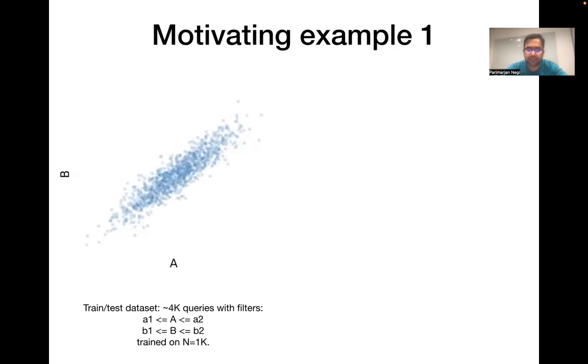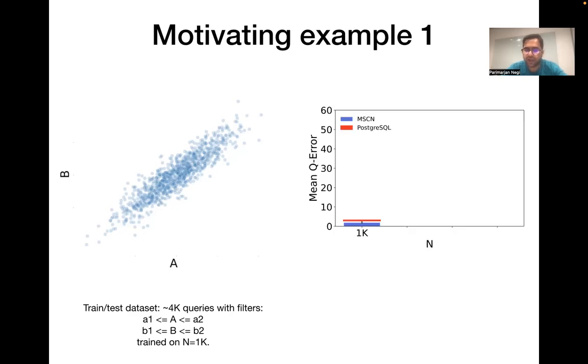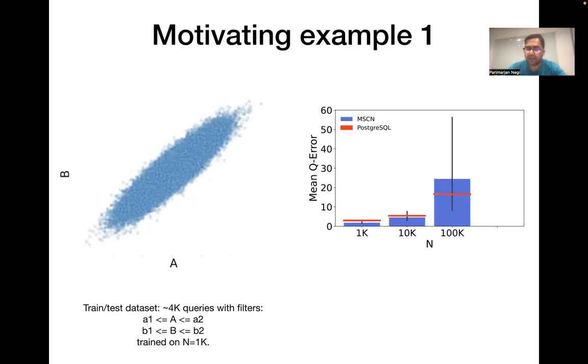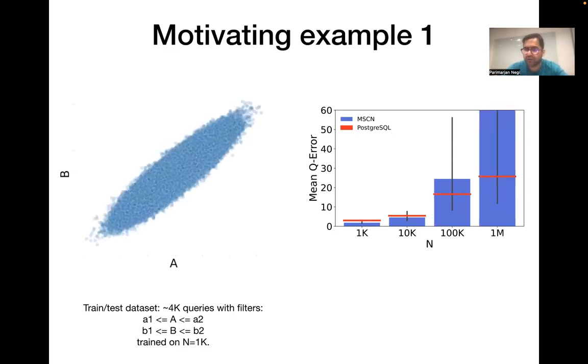inference situations we'll get. As one example, we consider a table with two columns, A and B, which are highly correlated, and consider queries trained on 1,000 points as seen here, with range filters on both A and B. And the Messian model does reasonably well, improves on Postgres a bit. But as we increase N, the Messian model keeps getting better, has very large variance, and the Postgres model also gets worse because statistics get worse, but the Messian model is not able to keep up.